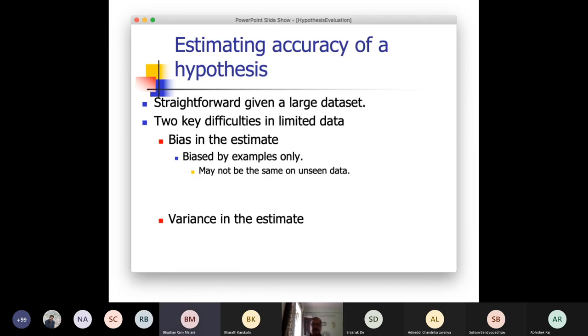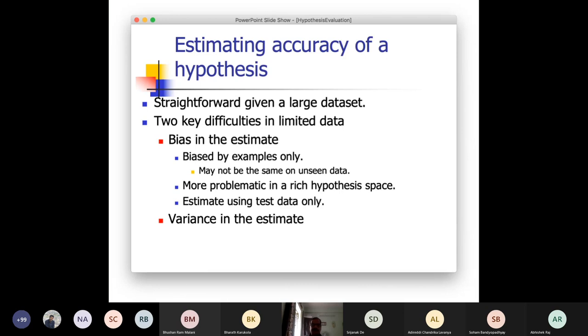Yeah. So as I was mentioning, when you have a bias, it may not be the same on unseen data, and it is more problematic in a rich hypothesis space, because rich means the hypothesis space is large, and also you have many options. So which one is the true hypothesis? That itself is difficult to find out in that case. And of course, you have to estimate using test data only in that case.